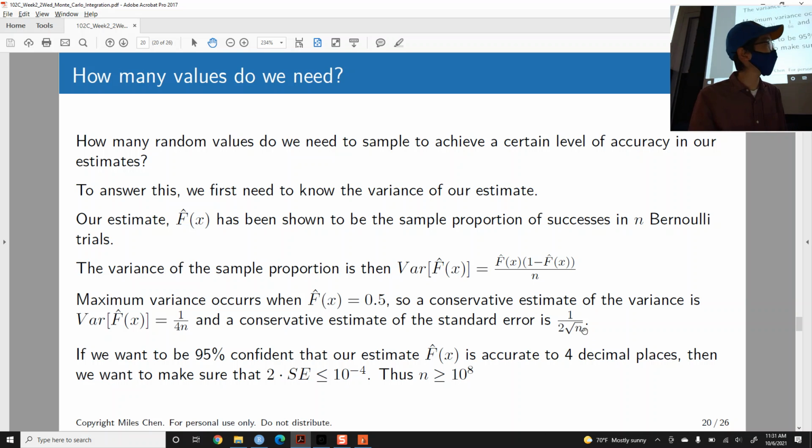So the square root of n is factored into the bottom here. Therefore, if you want one more decimal point of precision, you need 100 times more values. If you want to be accurate to 4 decimal places, then you need 10 to the 8 values. If you want to be accurate to 3 decimal places, then you should generate 1 million values. So every additional decimal place, you need 100 times more observations. And in that regard, Monte Carlo estimation is not an efficient method.